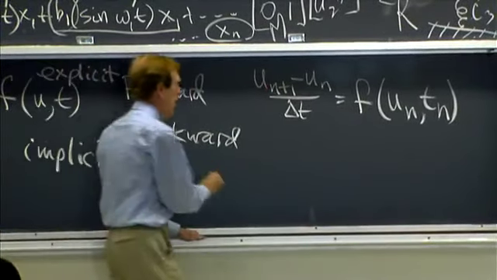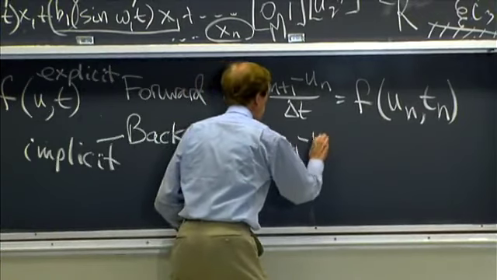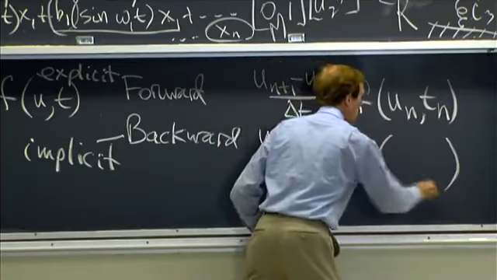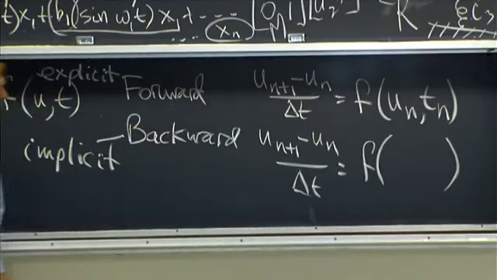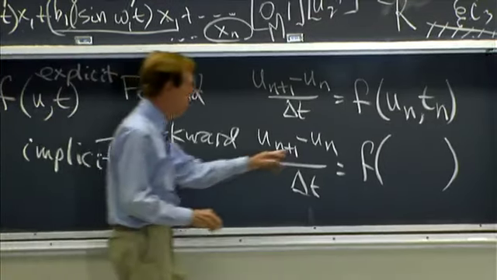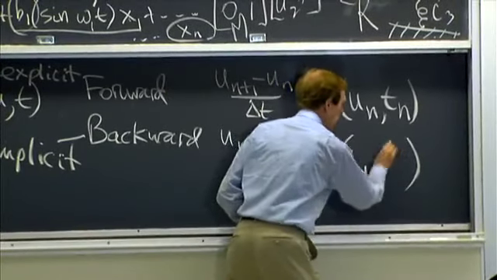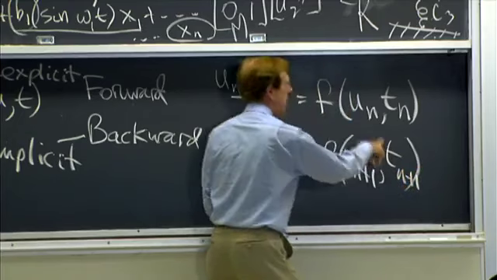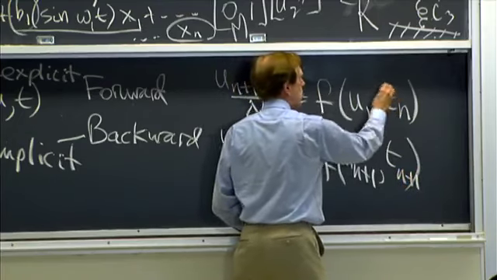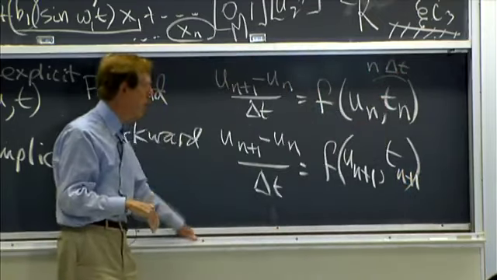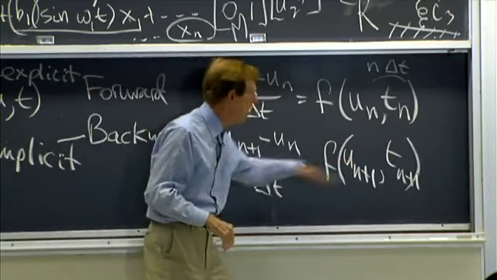Contrast that with backward Euler. So that's u n plus 1 minus u n over delta t is f at, now what am I going to put there? I'm going to put the point we don't know yet. So it is the slope at u n plus 1 and the time that goes with it, t n plus 1. t n is just shorthand for n delta t. You know, n steps forward in time got us to t n. This is one more step.